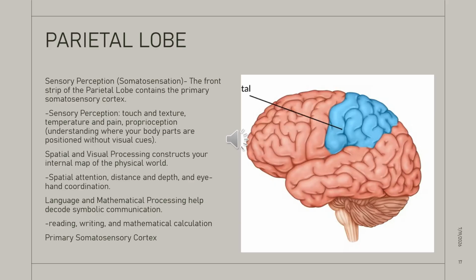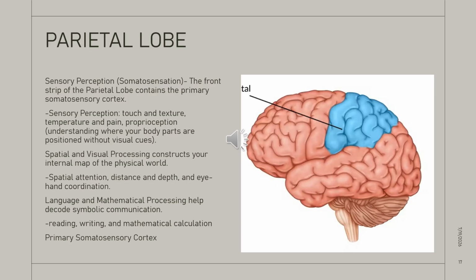On slide 17, we have the parietal lobe, which sits directly behind the frontal lobe along the top and middle section of the skull. If the frontal lobe is about taking action, the parietal lobe is all about processing information. Its primary job is sensory perception and integration. At the very front edge of this lobe lies a vital strip of tissue called the primary somatosensory cortex. This area receives and maps out physical sensations from all over your body, including touch, pressure, temperature, and pain.